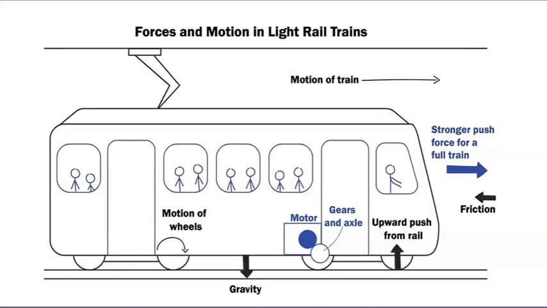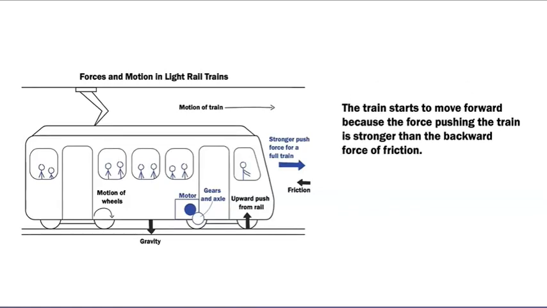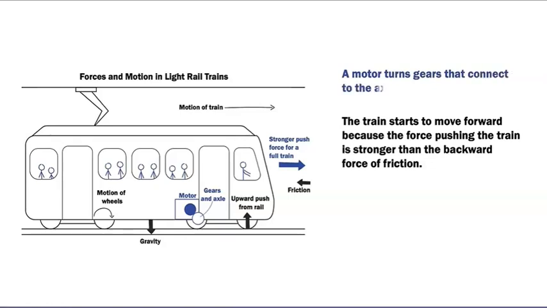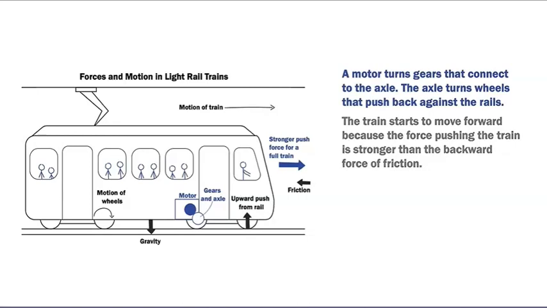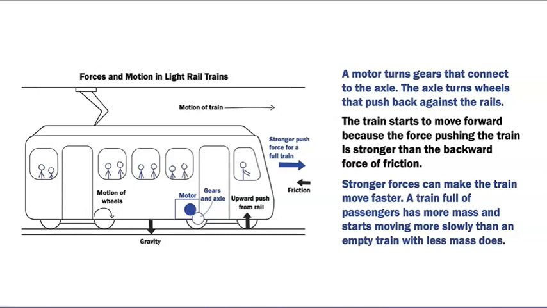Now let's update our explanation. We know that a motor is involved in moving the train forward. Let's start our explanation differently. We can say, a motor turns gears that connect to the axle. The axle turns wheels that push back against the rails. The train starts to move forward because the force pushing the train is stronger than the backward force of friction. Stronger forces can make the train move faster. A train full of passengers has more mass and starts moving more slowly than an empty train with less mass does. This looks great.